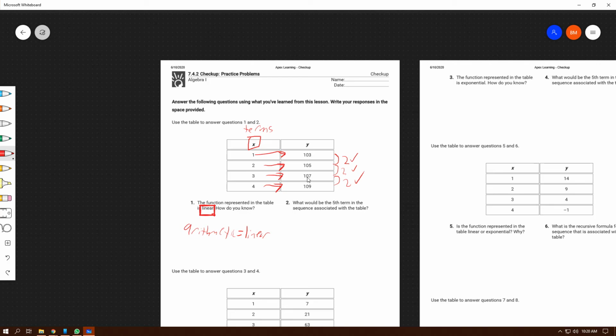And how do I know? Because the y values have a common difference, right? The same number is being added each and every time. And what would the fifth term be? Well, I just add. 109 plus 2 is 111. Done.